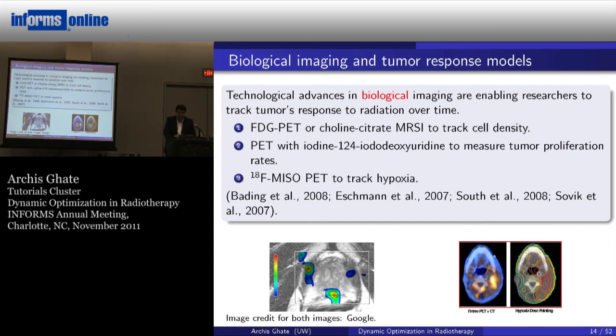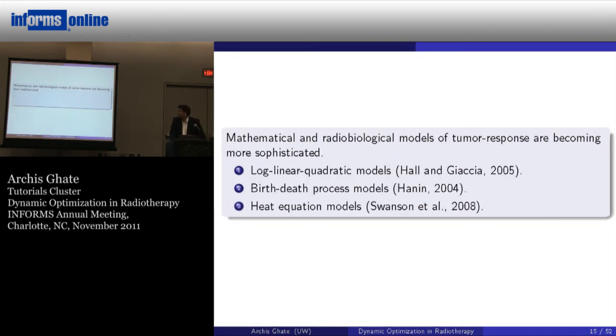So that's one part of the two pieces on this slide, biological imaging and tumor response models. The second part is that tumor response models are also becoming sophisticated. The most well-known one is the log linear quadratic model, which is also in that book I mentioned earlier, and I will talk about that model in detail later on. But there are other more sophisticated models that I also found. There are birth-death process models of tumors, where you model the tumor's behavior as a birth and death process for how the cells are going to die and how cells are born.